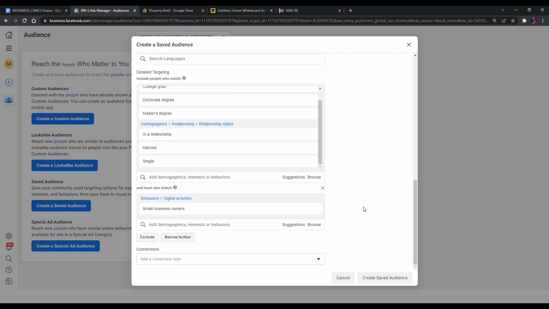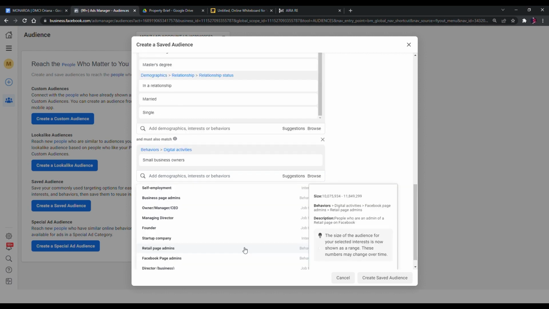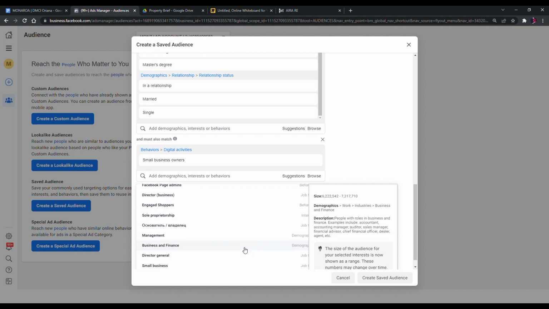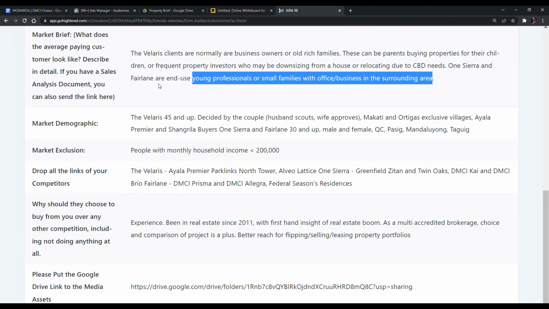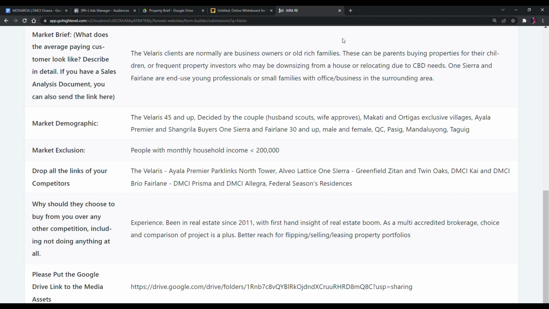Now, one thing that you can do is to have the algorithm give you all the answers that you're looking for. What we're going to do right here is just click on suggestions. As much as possible, we're going to be using similar stuff to what we have right here, based on the description of small families with office or businesses in the surrounding area. One of the things that would be cool about it is we're now going to be using some of the Ninja psychographic techniques, which is going to be doing deep research.